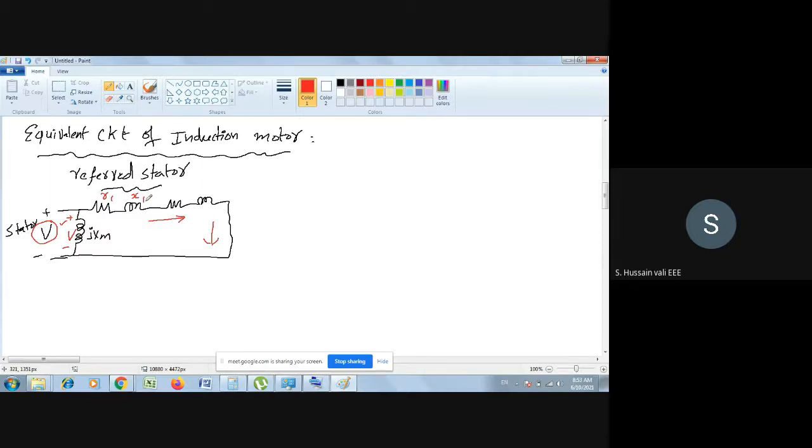Nothing else is there. What about the other resistance? Now we have R2 dash and X2 dash, R2 dash by S and X2 dash. Now it's very important: I put S there. What is S? S is slip. This is the equivalent circuit. I hope I don't need to explain it from the start because you have already got it. I'm just trying to recall. Nothing else is there.